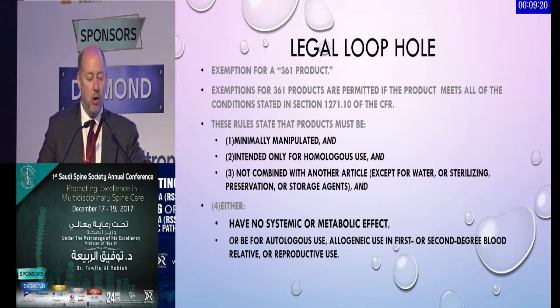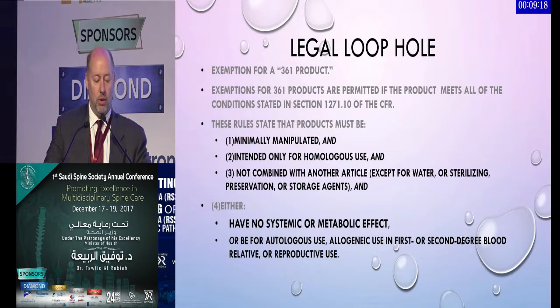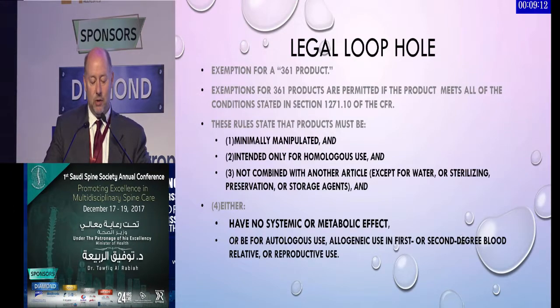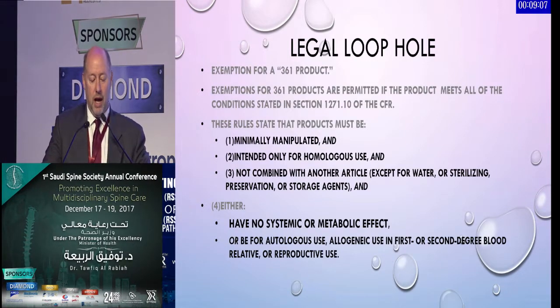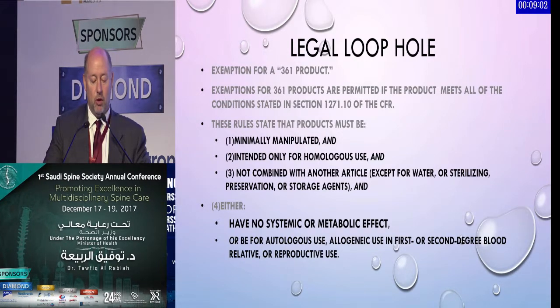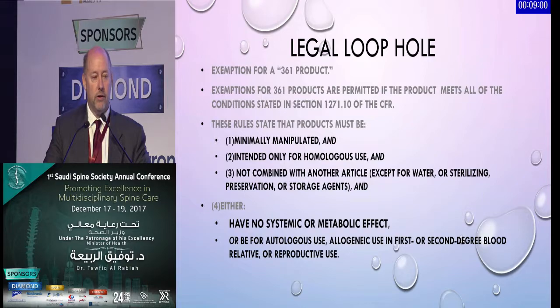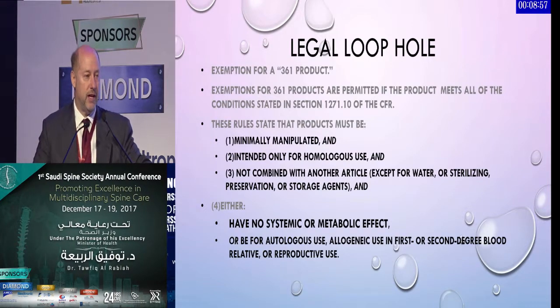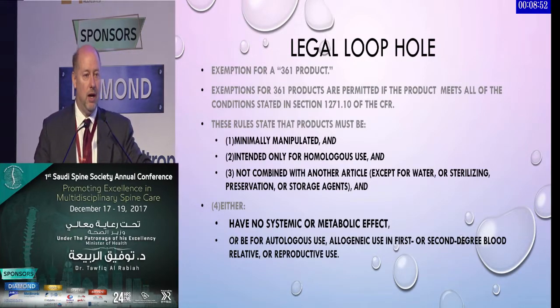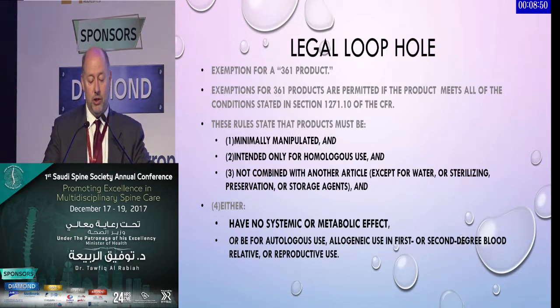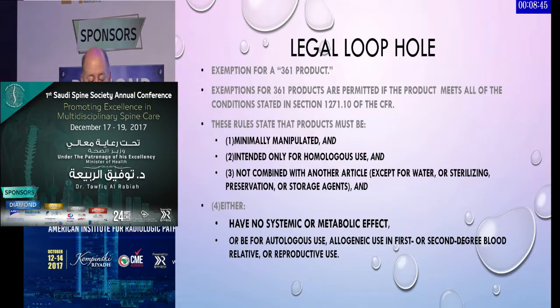There's this legal loophole. It's called exemption for a 361 product. So if the product meets these criteria, minimally manipulated, intended only for homologous use, not combined with another article, and then either have no systemic or metabolic effect or are for autologous use, then the FDA cannot regulate it. They have just released some new guidelines for stem cell regulation, but there's going to be a legal fight on this front within the community.